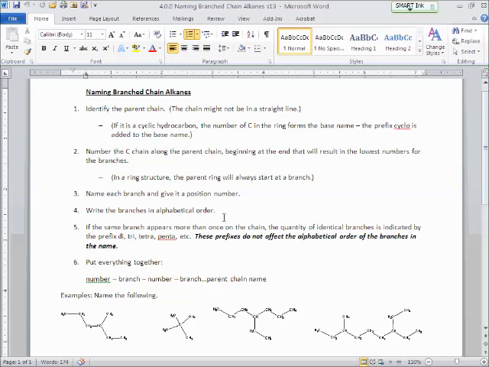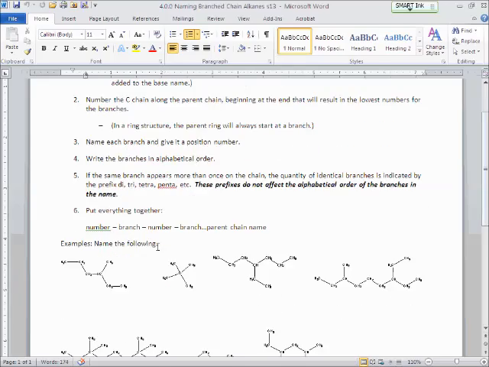Write the branches in alphabetical order. If the same branch appears more than once in the chain, the quantity of identical branches is indicated by a prefix, di, tri, tetra, penta, etc. These prefixes do not affect the alphabetical order. Put everything together: number, and then a dash, then the branch name, then a dash, then the number, then the dash, then the branch name, depending on how many branches you have. We always separate numbers from words with a dash.